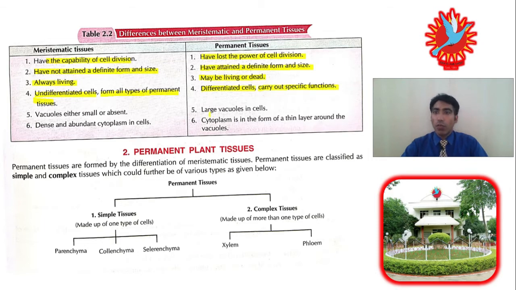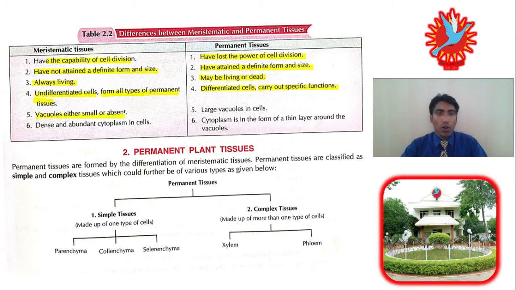Let me tell you one more important point in this chapter: if a specific part of the meristematic tissue loses the power of cell division, that part will be called permanent tissue, because in future that part will behave as permanent tissue, since all the cells of that area have become differentiated and have already lost the power of cell division.